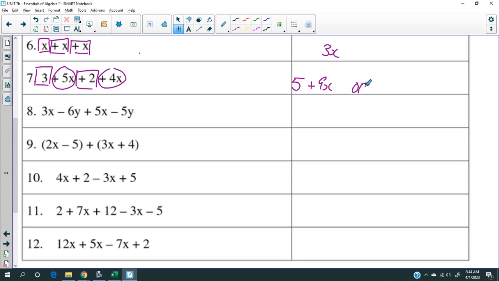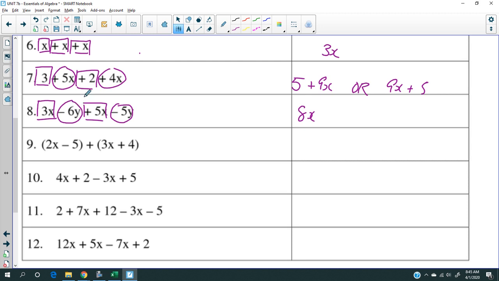Now, what's the official way of writing it? What's the old Manning way of writing it? 9x plus 5. Letters come first. Remember that? This one, same family. These two are also in the same family, the y family. So 3x plus 5x, 8x.